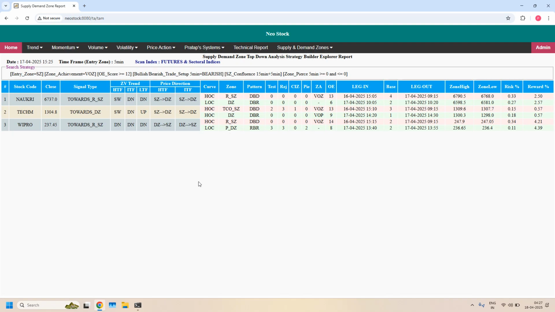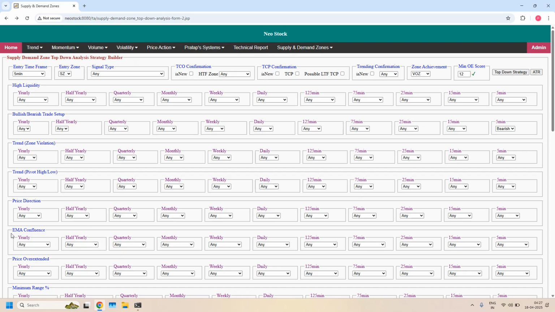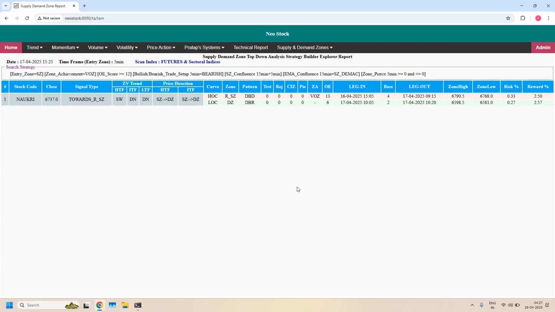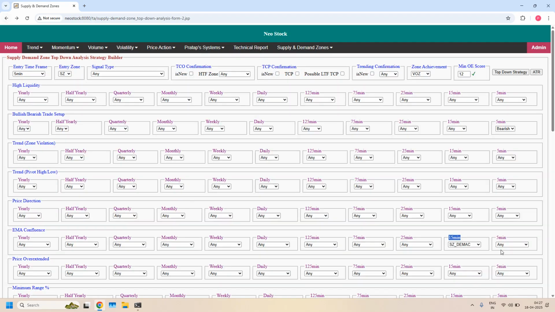If any of the 15-minute supply zones are having daily EMA confluence, probably those 5-minute supply zones might be having more high probability to get success. Let's filter EMA confluence at 15 minutes time frame. We are checking any 15-minute supply zones are having daily EMA confluence. One stock is filtered. So this is the 5-minute supply zone, might be having more high probability to get success. Okay. Next we will look into LTF, ITF and HTF supply zone confluence supported stocks.